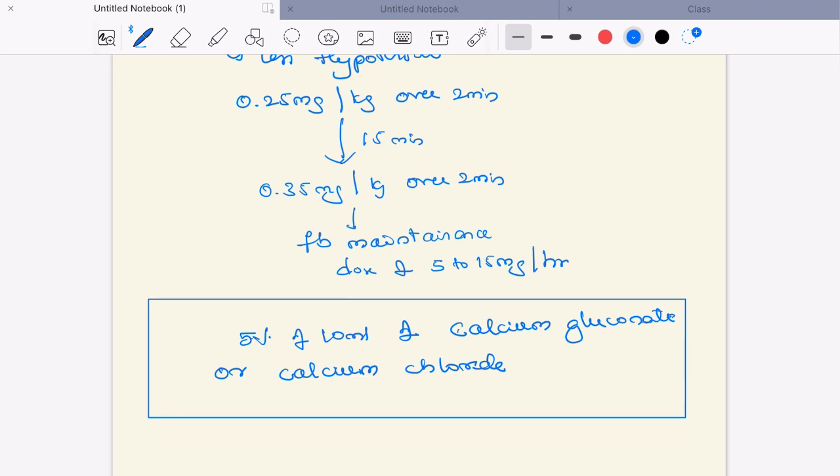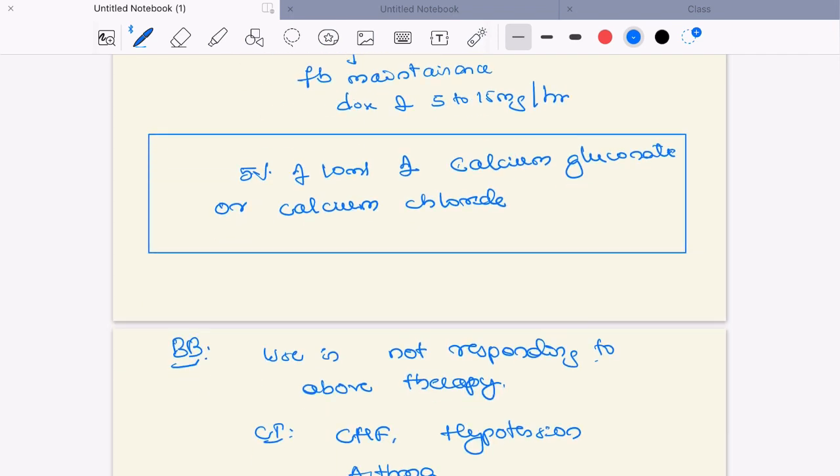See here, one important thing is 5% calcium gluconate or calcium chloride, 10 ml, has to be ready. When the patient develops hypotension due to verapamil or diltiazem use, you can inject calcium chloride or calcium gluconate 5% in a 10 ml syringe to reverse the hypotension.